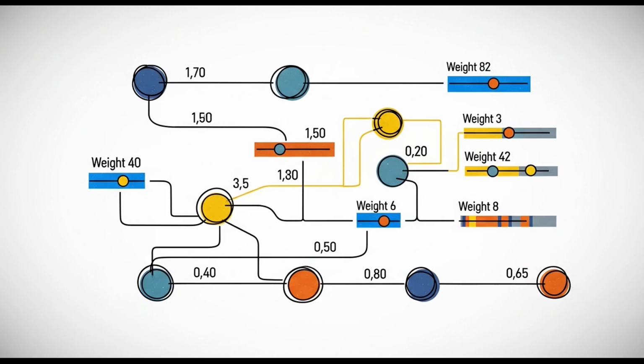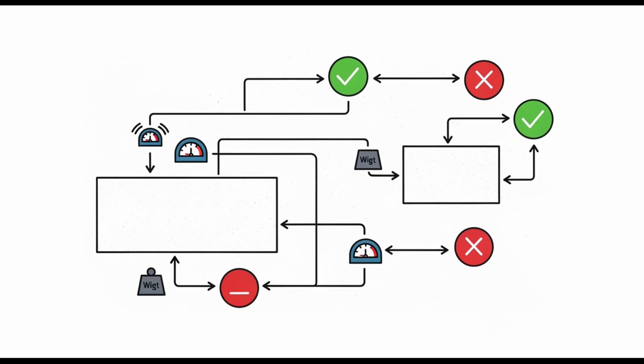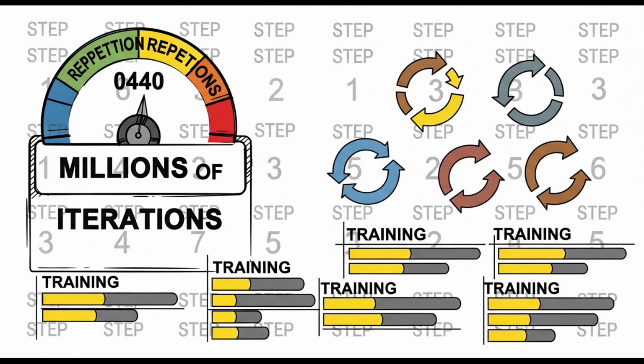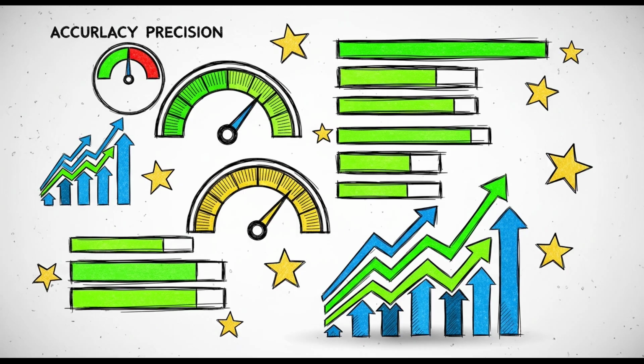Each connection between neurons has a weight. During training, these weights get adjusted based on whether the network got the answer right or wrong. If it got it wrong, the weights shift slightly to improve next time. This happens millions of times during training. And gradually, the network becomes incredibly accurate.